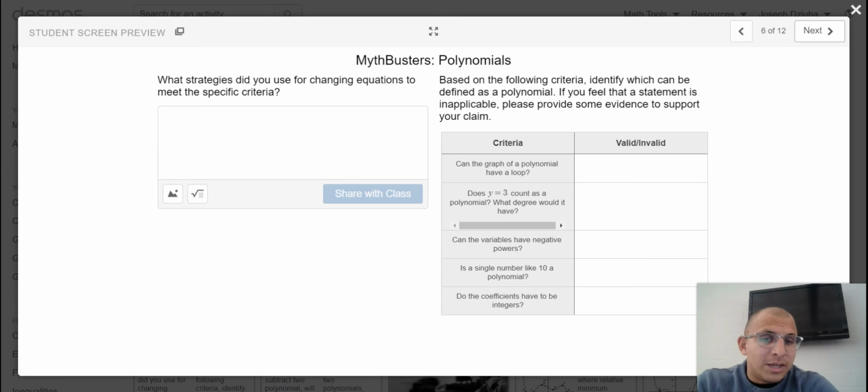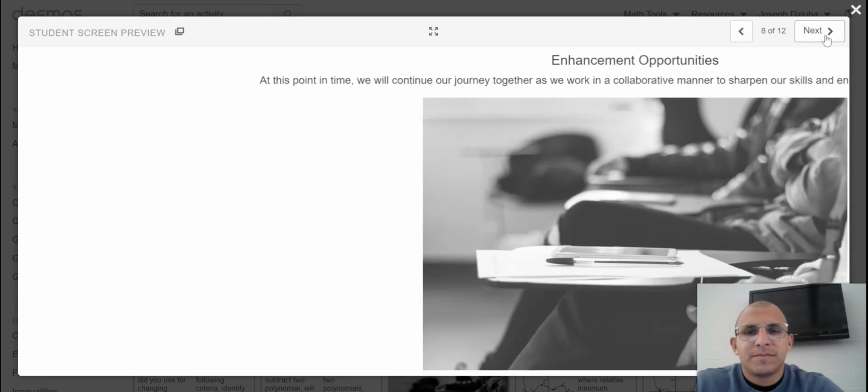Does y equals 3 count as a polynomial? What degree does it have if it does count? Can the variables have negative powers? Is a single number like 10 a polynomial? Do the coefficients have to be integers? Do you think that these are traits, qualities that are representative of polynomials? Yes or no, and explain why.